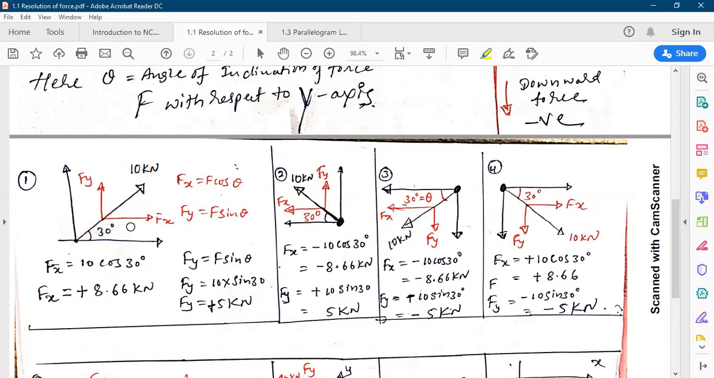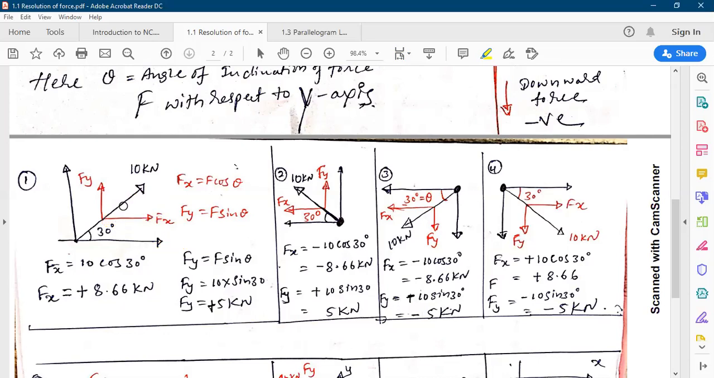To resolve this force, the force 10 kilonewton is inclined at an angle of 30 degrees with respect to the x-axis. Here we can resolve by projecting this force to the x-axis, like this. At that time, this arrow head will come to the x-axis and it will be traveling rightwards. So this is the component of the force which is acting rightwards.